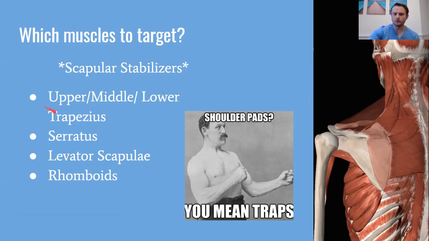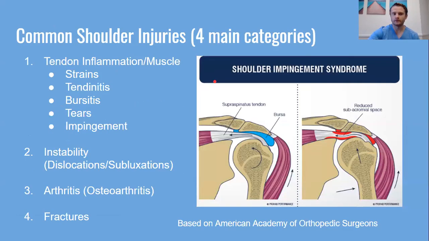And we'll talk about kind of the breakdown of the trapezius a little bit because they do function a little bit differently. So let's go into 4 categories of shoulder injuries, what we might commonly see. Number 1 are tendon inflammation or muscle injuries, and that's probably the most common that I see. We're talking about strains, tendinitis, bursitis, which is the inflammation of this bursa, right?